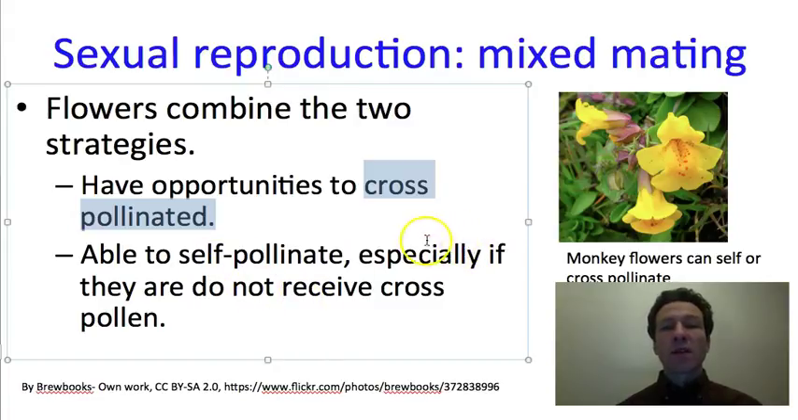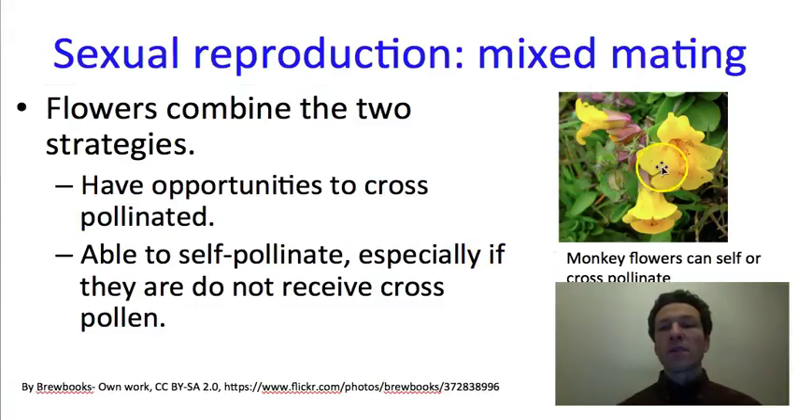But these flowers also have the ability to self-pollinate. When the petals fall off, it actually causes the anthers to touch the stigma and self-pollination occurs. And so these plants sort of get the best of both worlds. They can cross-pollinate and get genetic diversity, but if that fails for some reason, they can self-pollinate and at least be assured of getting some pollen.